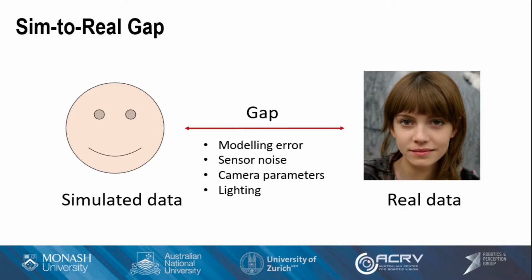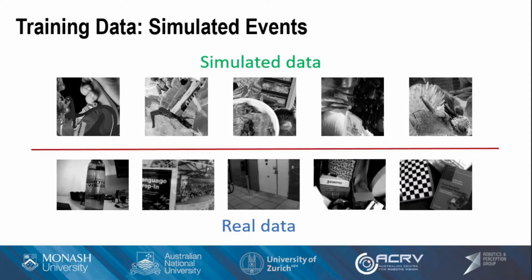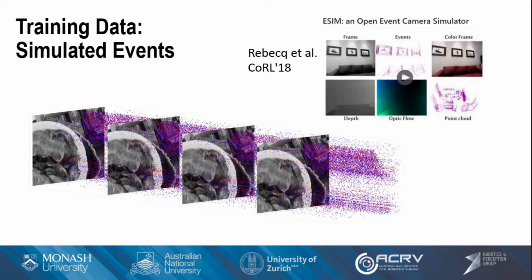In this work, we present strategies to reduce the sim-to-real gap, thus improving generalization to real data at test time. We evaluate our method by retraining existing state-of-the-art architectures for video reconstruction and optic flow. To simulate training data, we begin by moving random images along random trajectories inside the simulator. We use the event camera simulator eSIM to generate events. eSIM provides ground truth image frames, events, and optic flow. Here is an example of simulated event data and image frames from eSIM.